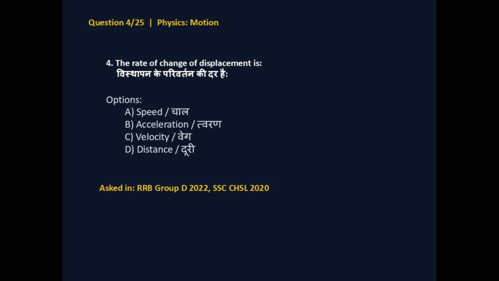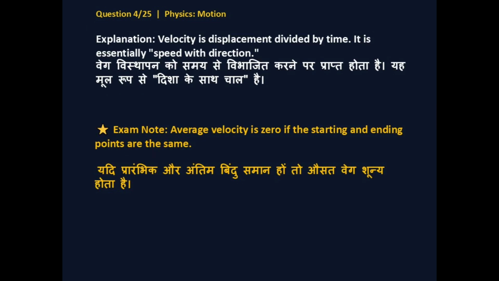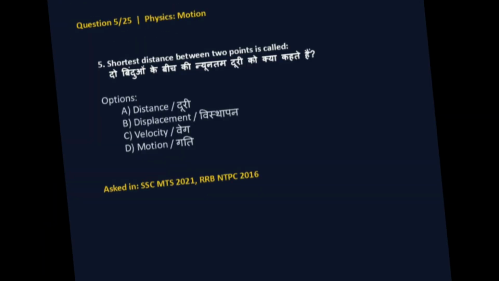Question number 4. The rate of change of displacement is. Correct option is option C, velocity. Because velocity is displacement divided by time, it is essentially speed with direction. So here comes an exam note. Average velocity is 0 if the starting and ending points are the same.